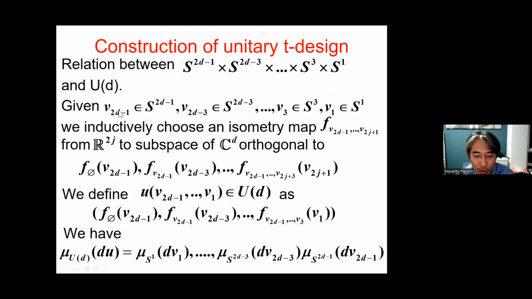This is a somewhat complicated problem. So firstly, we need to make some connection. This is related to the problem of, how to say, Grassmann manifold.